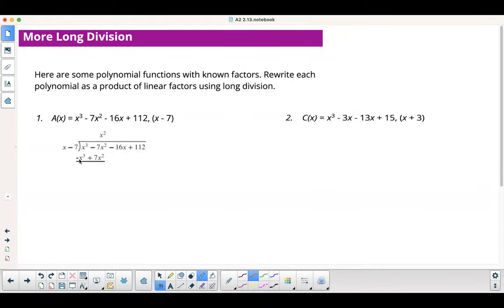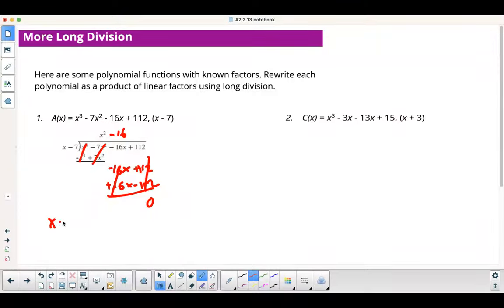And then I change the signs to subtract, and that gives me both of these to cancel. Okay, so let's bring down the next two terms because I only have 2 left. So x times -16 will give me -16x. I multiply. And let's see here, -16 times -7 is positive 112. And then I change the signs. So everything cancels and I get down to 0.